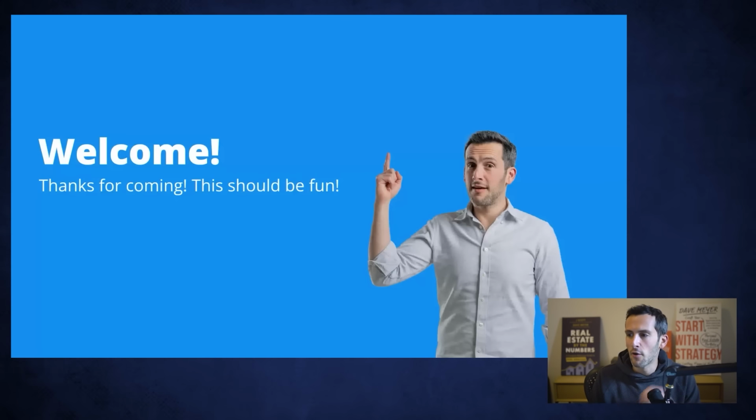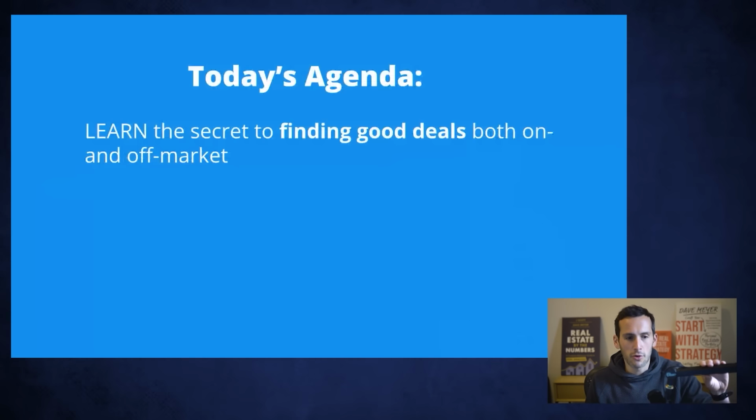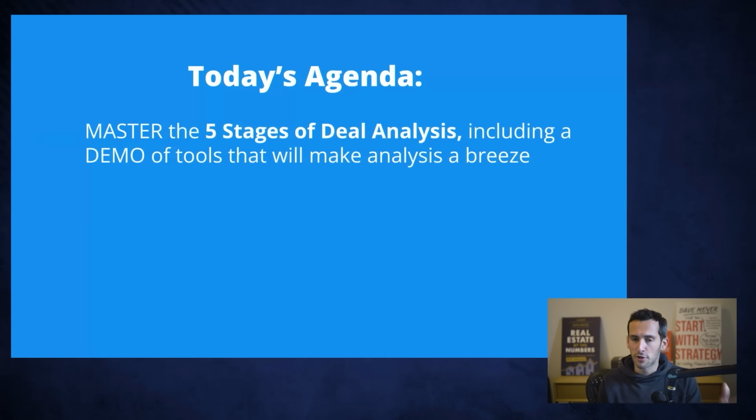So let's start off by going over the topics that we're going to be talking about in today's presentation. First things first, you are going to learn the secret to finding good deals both on and off market. And I know that this is something that people get tripped up on, so we're going to spend some time on this. Second, I'm going to teach you the 5 stages of deal analysis. So you're going to learn how to do this yourself. And I'm going to even give you a demo of tools that are going to make it really easy for you to analyze as many deals as you can possibly want to.